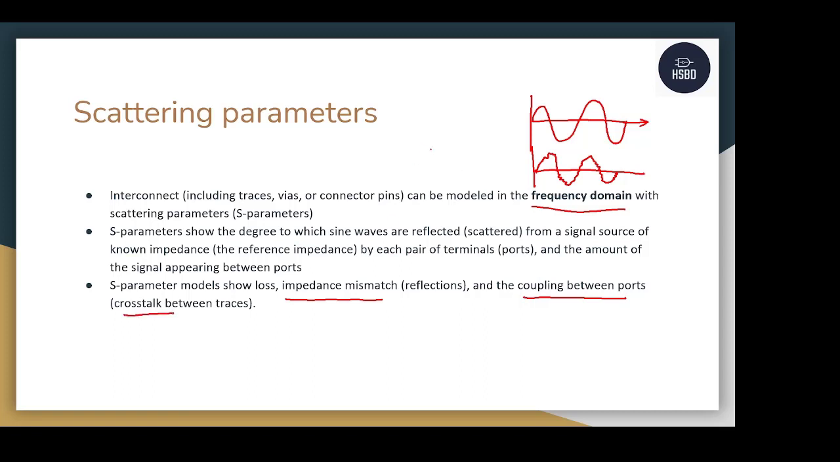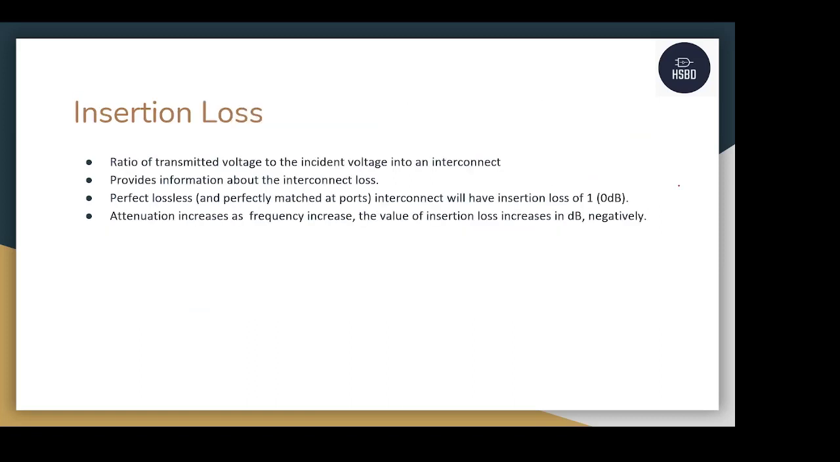So what do we get as an output of the scattering parameters? The output of scattering parameters is basically insertion loss, second the return loss, and we also see the crosstalk values. These are the basic results that we get while analyzing the scattering parameters in a transmission line, or we can say in any interconnect.